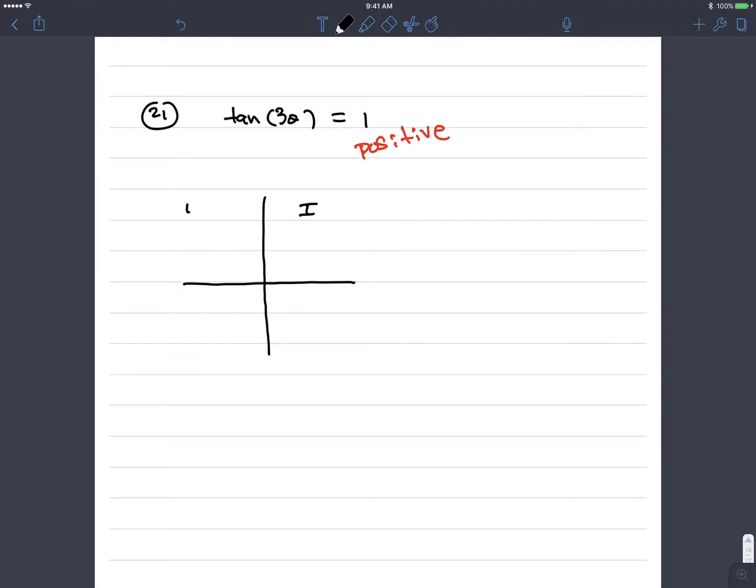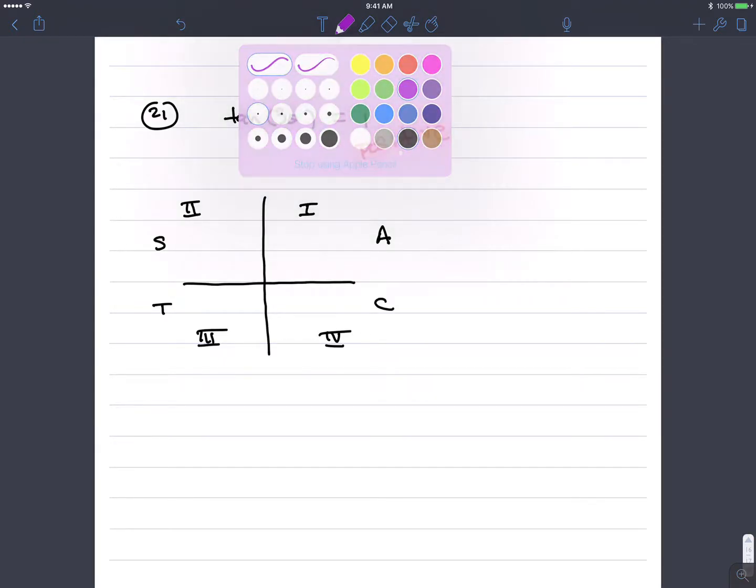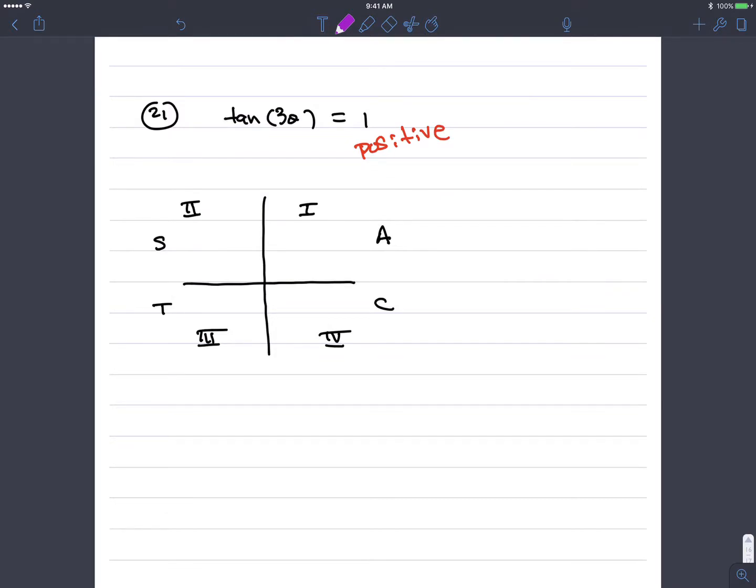Quadrant 1, quadrant 2, quadrant 3, quadrant 4. Again, what do we say? All students take calculus. So let's start to write this all out of the way. Okay? So in which quadrants is tangent positive? Looks like quadrant 1 and quadrant what? 3. So we're going to have this situation here.